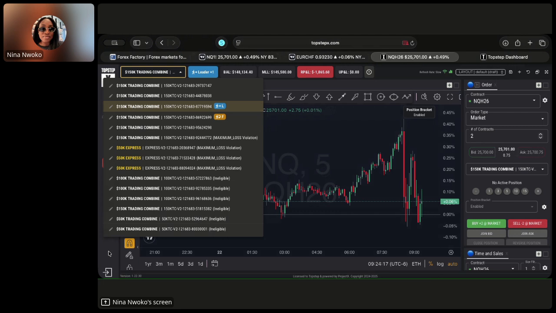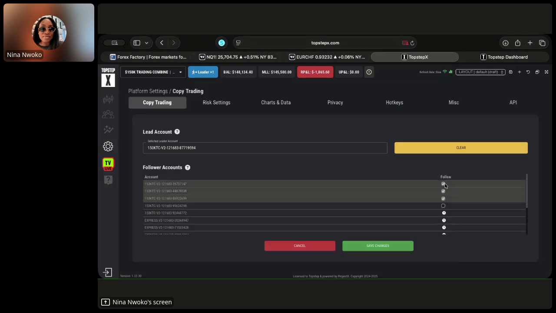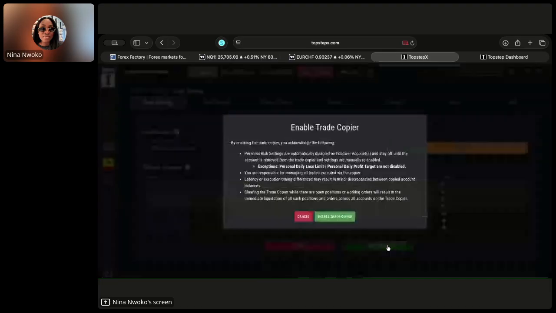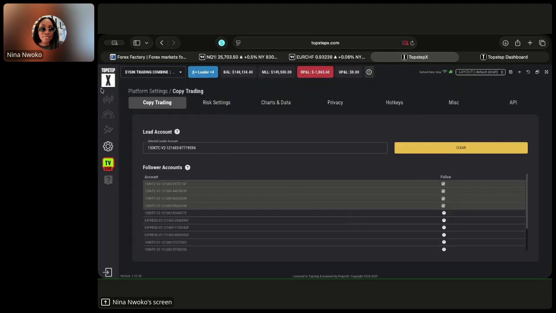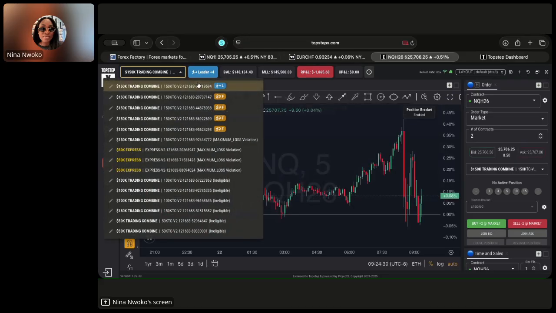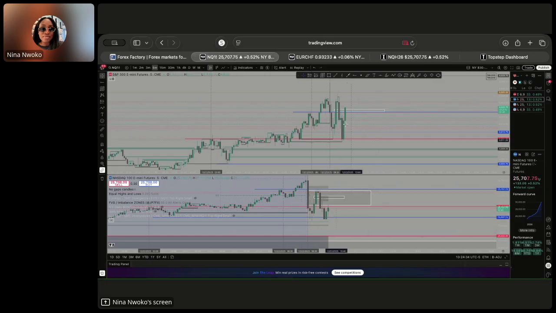Go here, copy trading. Do 1, 2, 3, 4, 5. Save it. Put it here. Okay. Yeah, we're still doing this nonsense here. NQ is honoring this fair value gap beautifully. ES is just looking like I don't even know what.